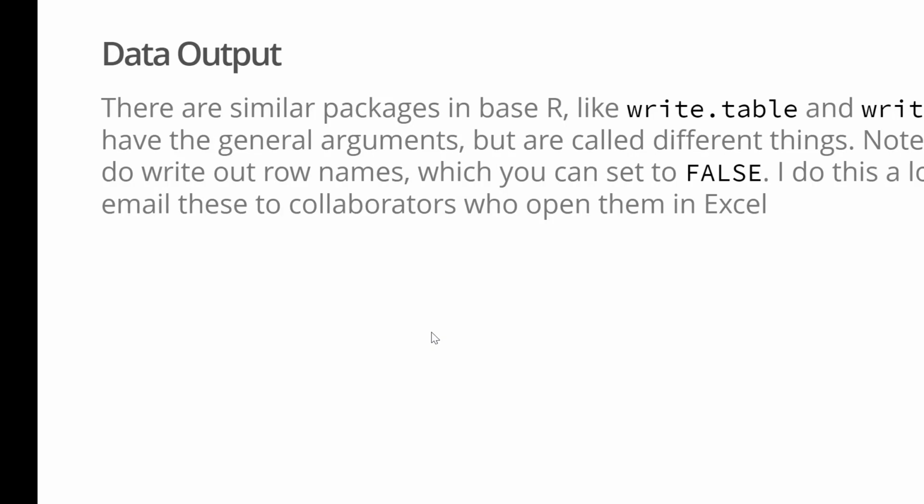Just as an aside, there are similar functions in base R to what I just showed you in readr, like write.table and write.csv, which have generally the same arguments but are called different things. These functions write out row names, which don't really exist in this tibble space. I usually don't write out row names, because if you have a data frame and there aren't really row names, it'll just make the row names numbers: 1, 2, 3, 4, 5.